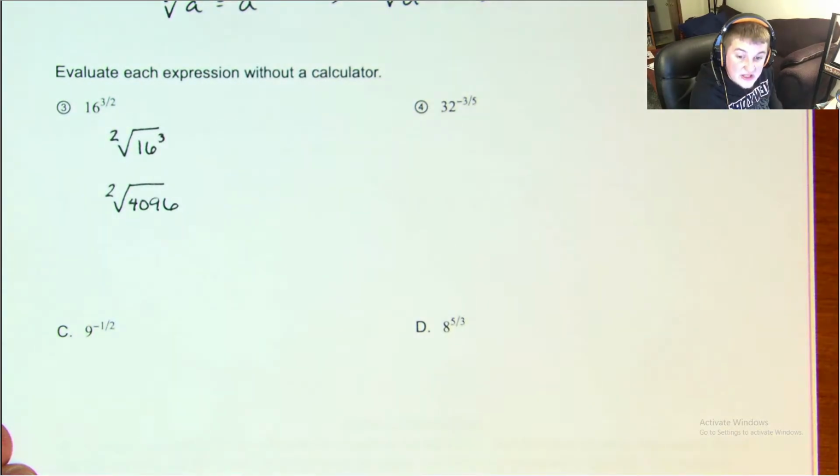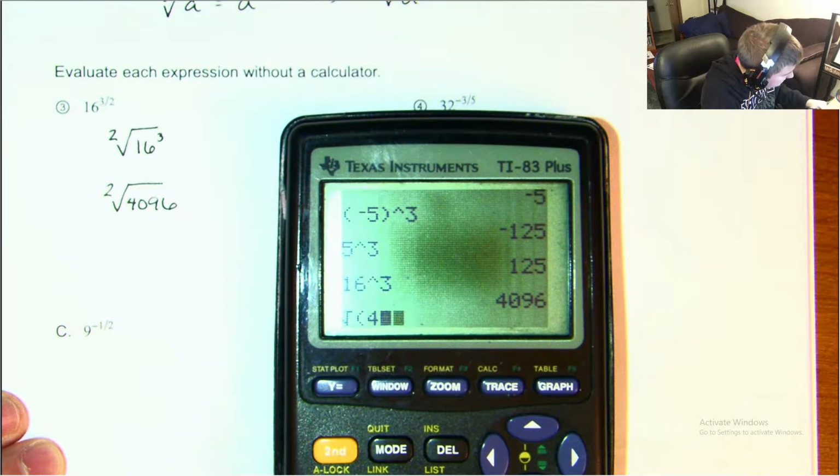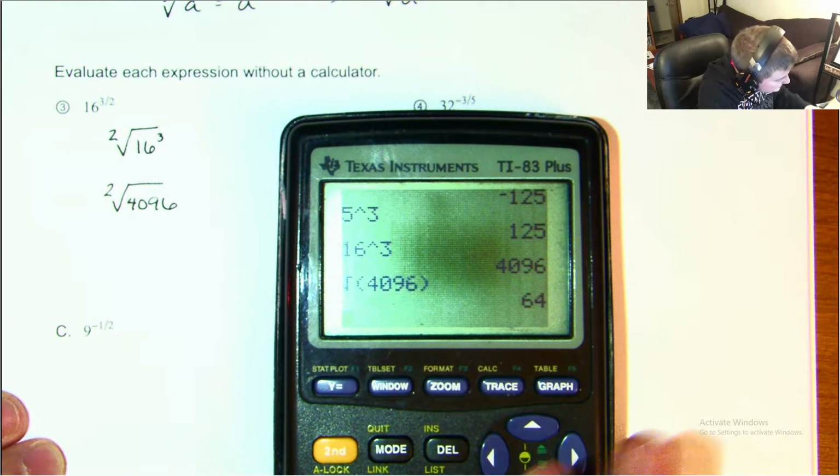Okay, this is the work I want you to be showing, these steps, intermediate steps, just so we know how to use exponents. That's really the gist of what this section's all about. Okay, and so we have the square root of 4096, and so then we can go ahead and take the square root of 4096, which is 64.